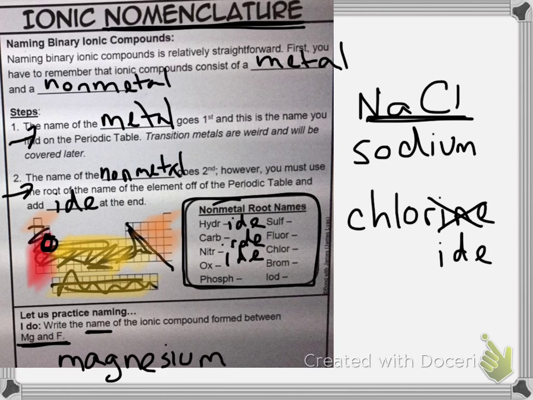Fluorine is a nonmetal that's located right about here. Fluorine, since it's a nonmetal, we need to change the ending. So we'll start with our fluor, and then instead of fluorine, it's fluoride. So this compound, Mg and F, when they bond together, becomes magnesium fluoride. Go ahead and try the other two on your own, and then have your teacher check them.